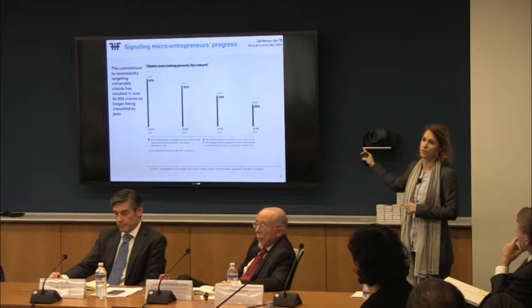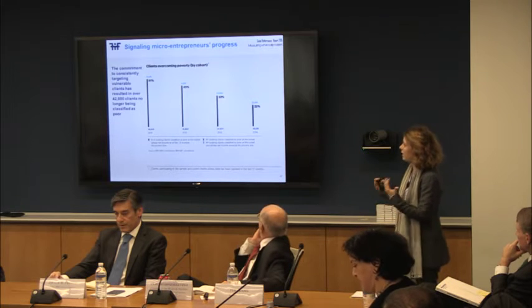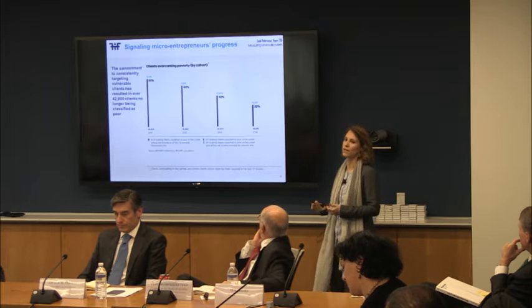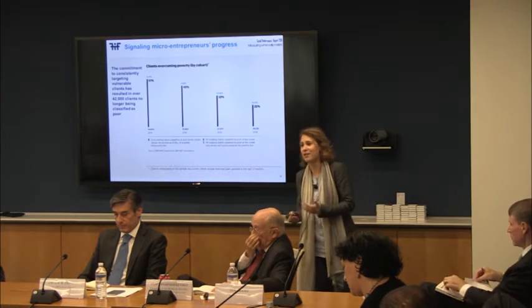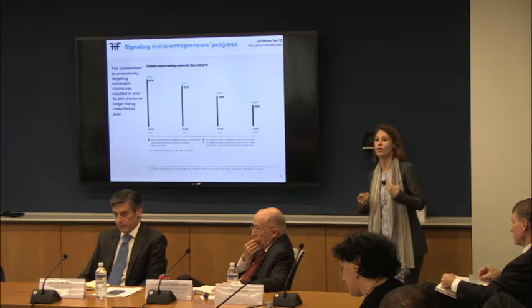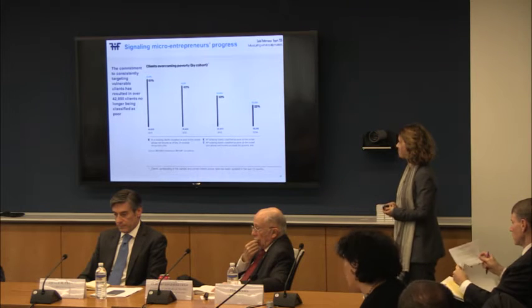We've done this for the last four cohorts, and we can say that on average in 2 years, 32% of our clients are able to not be classified as poor anymore. So they overcome a certain poverty line.